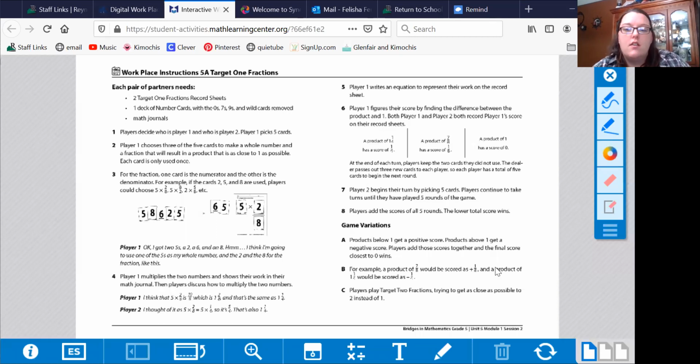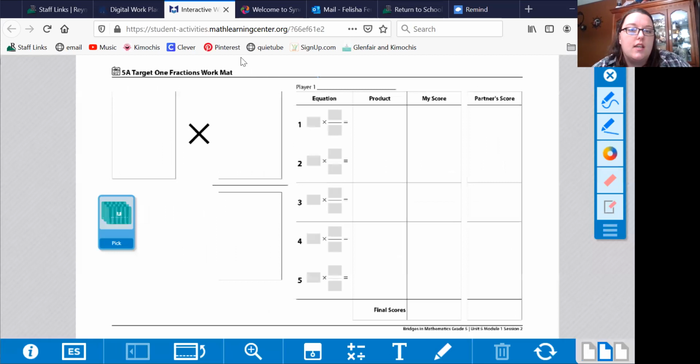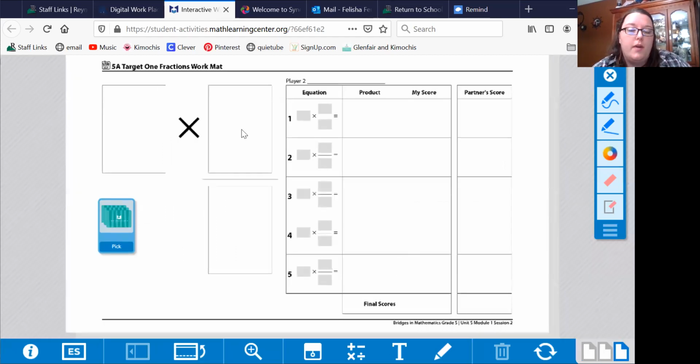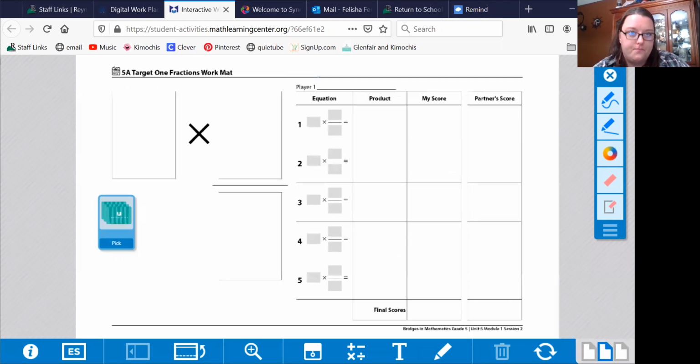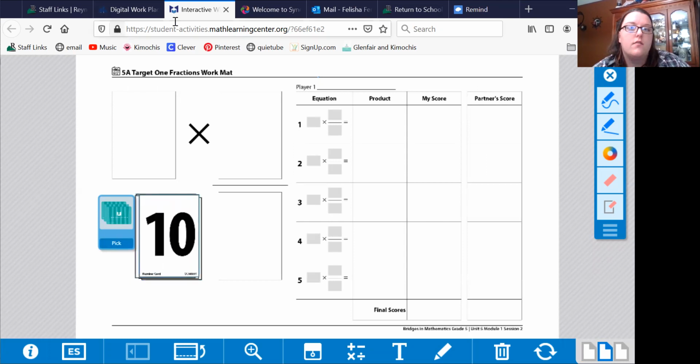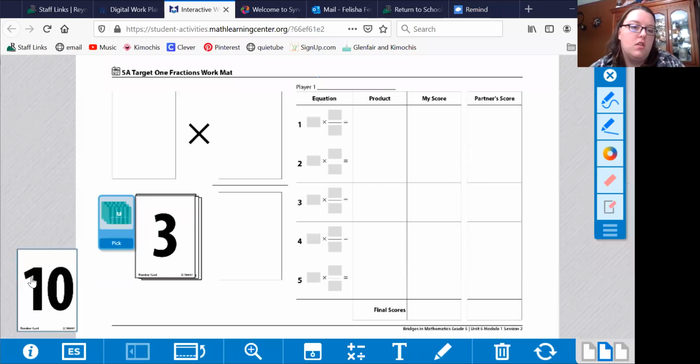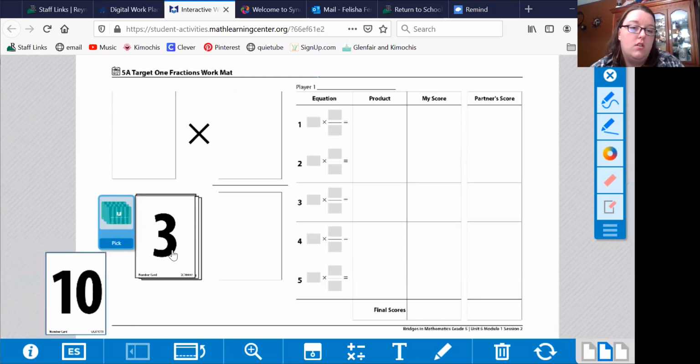For this game, just like all the others, the first page here is the directions. The second page is player one's card. The third page is player two's card. So everyone's going to have their own card for this game. So first thing you need to do is you're going to pick 5 cards. 1, 2, 3, 4, 5. So the goal of the game is to get as close to 1 as possible.